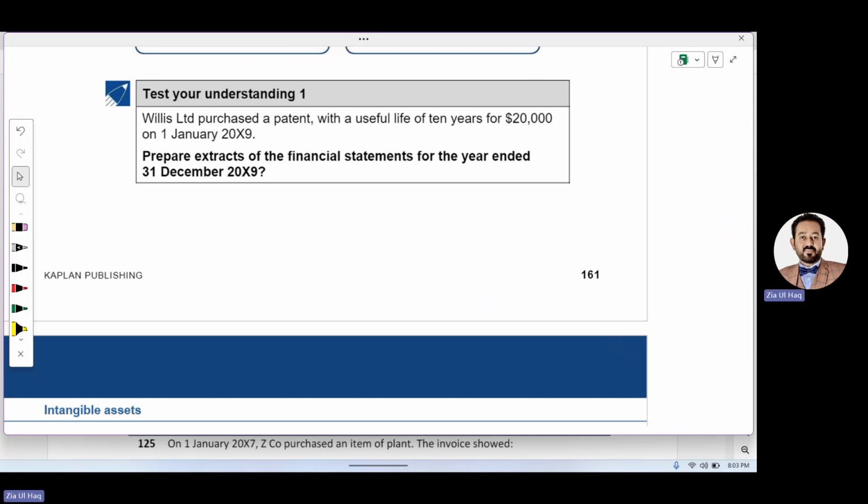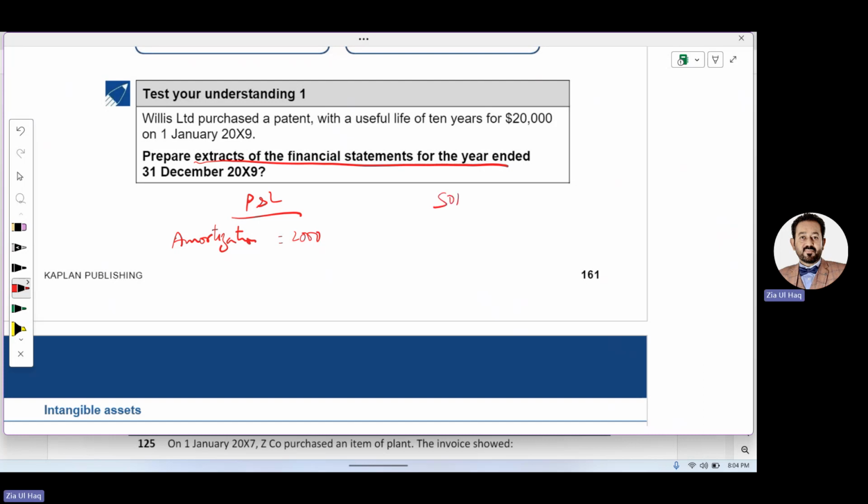Wills Limited purchases a patent with a useful life of 10 years for 20,000 on 1st January 20X9. You need to prepare an extract of the financial statements. In the profit and loss account, we will record amortization of 2,000.